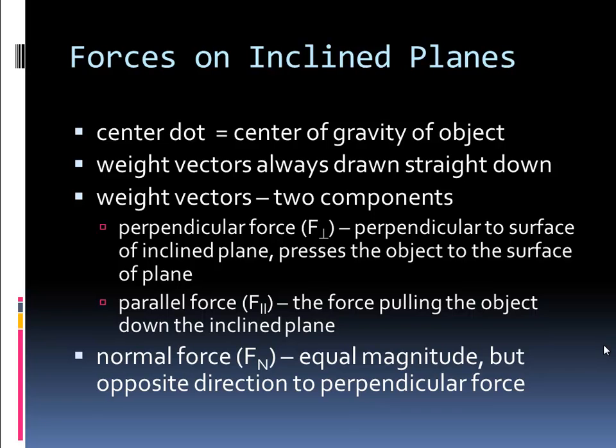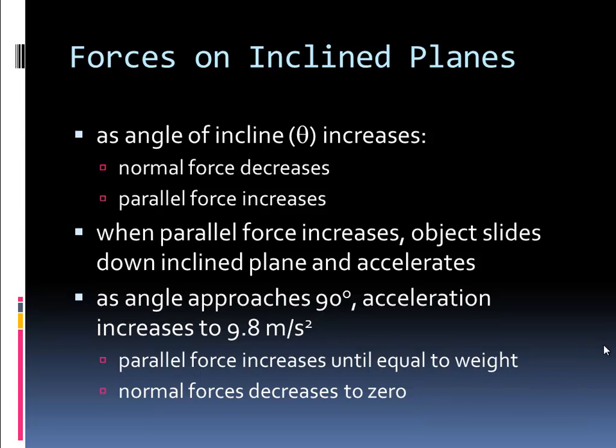The normal force is equal in magnitude, but opposite in direction, to the perpendicular component of the weight force. So that is the force that the ramp is providing back up to the car, or whatever other object you put on an inclined plane. We're using theta to represent the angle of the incline.